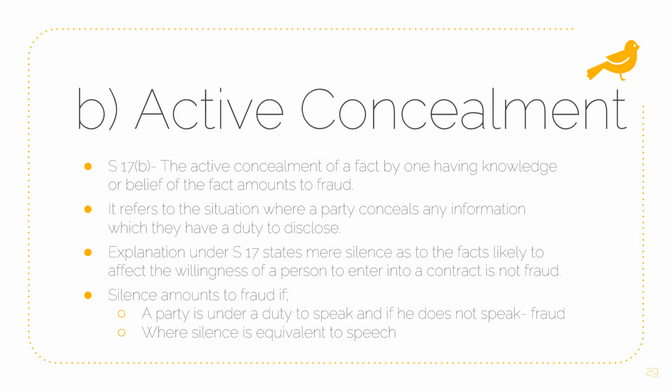Active concealment. Section 17, Clause B stated the active concealment of a fact by one having knowledge or belief amounts to fraud. It refers to the situation where a party conceals any information which they have to disclose. Active concealment results when the party takes positive or deliberate steps to prevent information from reaching the other party and which is treated as fraud.